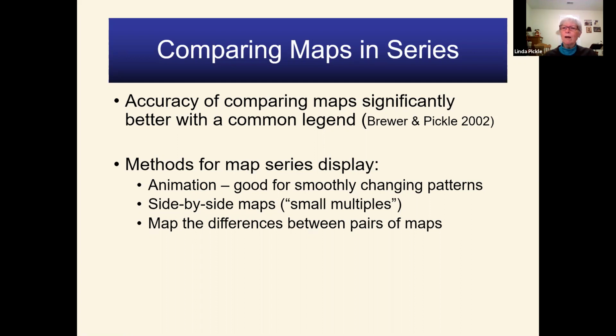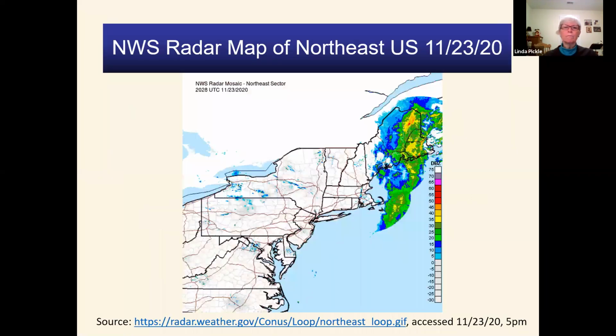You remember our little cognitive process model that we had? The simplest thing to do was just to see what was on the map, not have to think much about it. And this leads us to mapping the differences directly. Well, let's look at some examples of these.